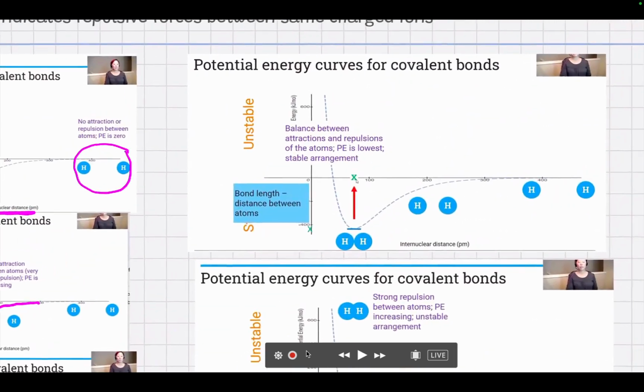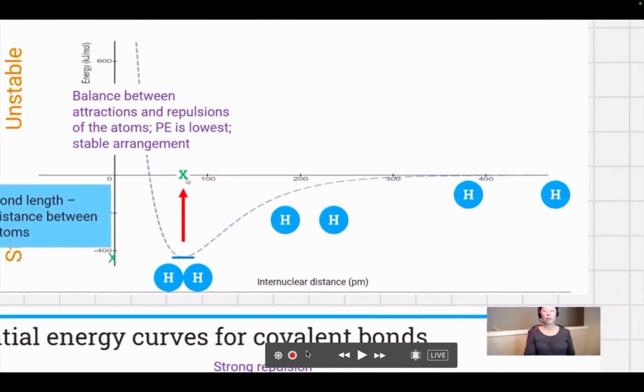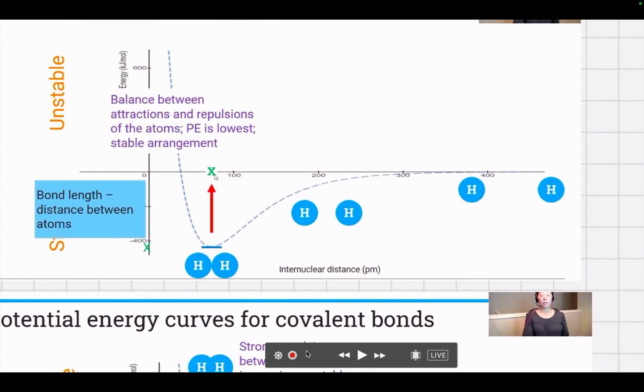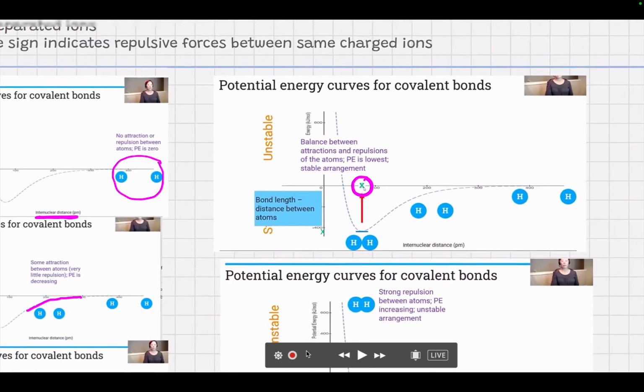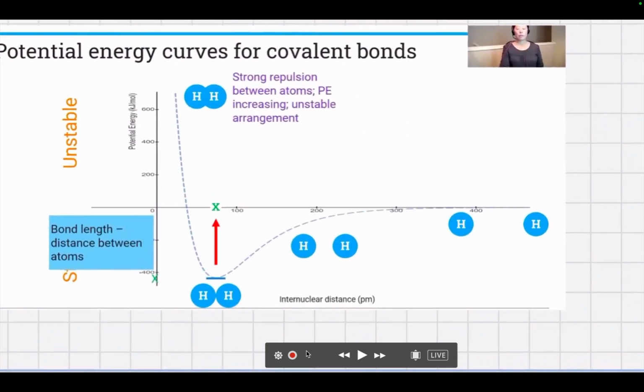And here's another showing you more clearly, without everything being cut off, that ideal bond length. The distance, you can read from the x-axis. And lastly, if you continue putting them even closer together, you get to a point where they're unstable, the repulsions between the atoms are too strong, so potential energy increases.